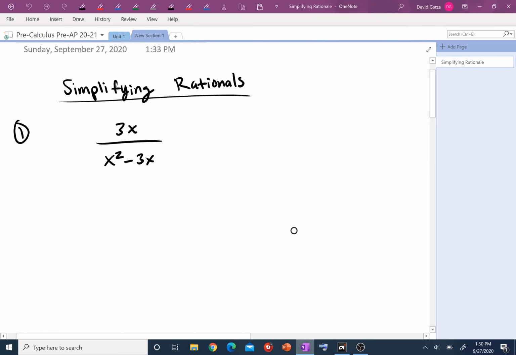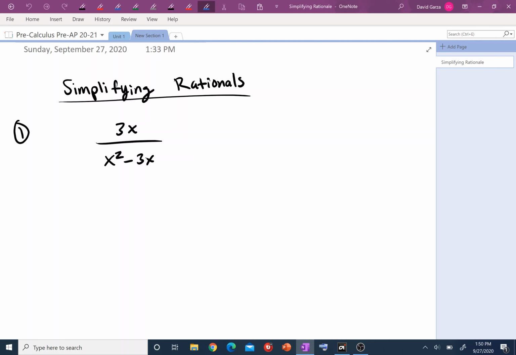Everybody, I know that some of you guys are having trouble with homework number 3, so I'm going to go ahead and work out 6 different problems, and hopefully that helps you. So, looking at this, we have a simplifying rationals problem, which is the first part from that homework assignment.